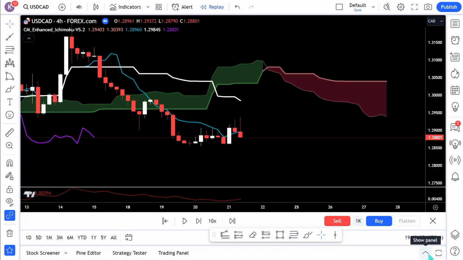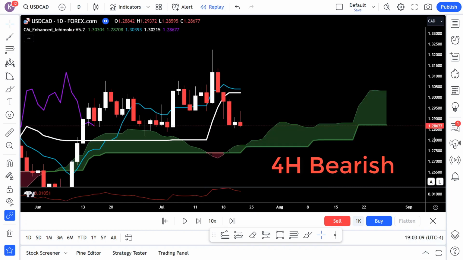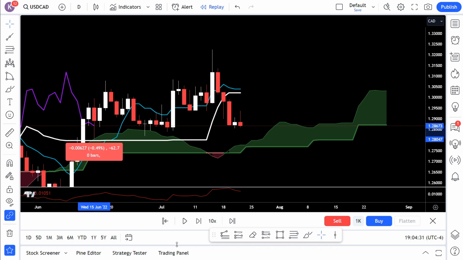We get another bounce trade to the short side. Here on the daily, would you take this trade? It's an opposite signal since the lagging is above the cloud on the daily, so we can't say for sure yet. We need to know how close it is to the cloud. On the daily, we're 0.00627 or 62 pips away.